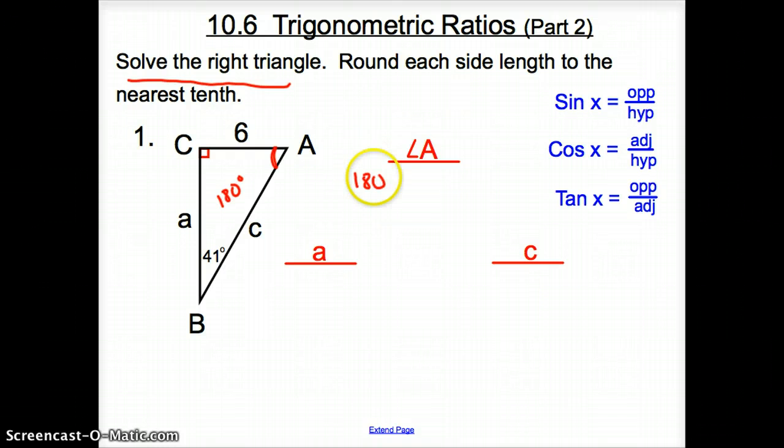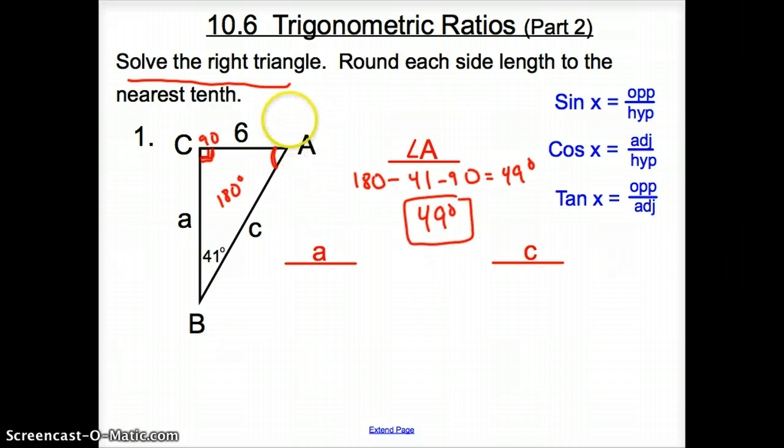So we have 180. Now what do we already have? We have 41 from this angle here, so it's minus 41. What does this little box mean? It means it's a right triangle, yes. How many degrees are in that angle? There are 90 degrees in that angle. So we can also subtract 90. So we come up with 49 degrees. So how many degrees are in angle A? 49 degrees for angle A. So I'm going to put that right here just so we know. 49 degrees.